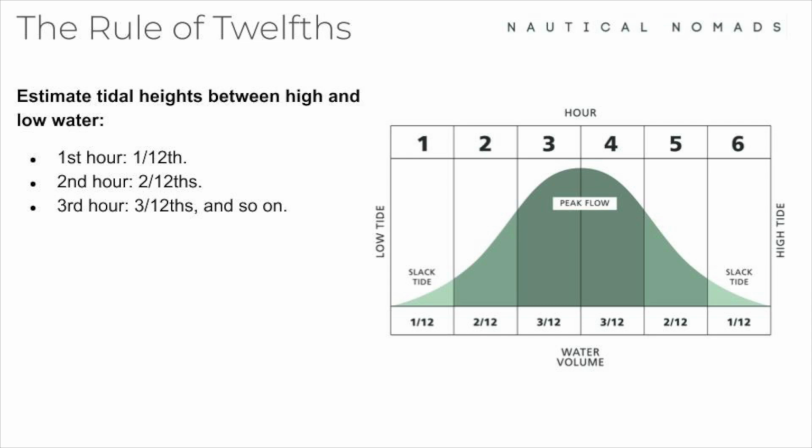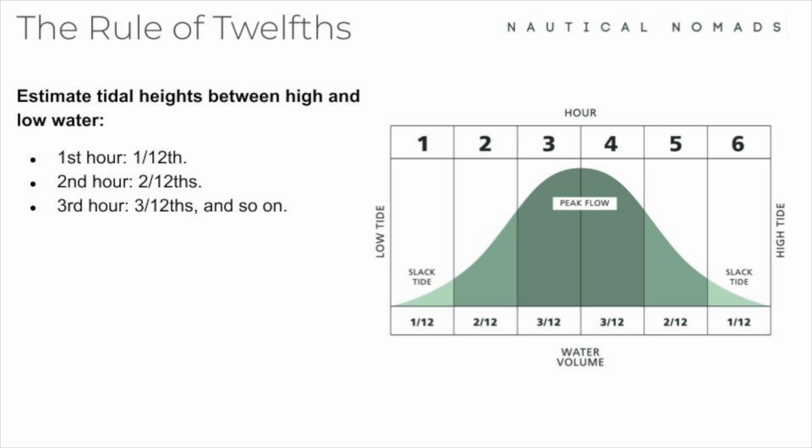The rule of twelfths. Let's talk about a simple method for estimating tidal heights between high and low water, the rule of twelfths. Here's how it works. In the first hour after high or low water, the tide rises or falls 1/12 of the total range. In the second hour, it's 2/12. In the third hour, it's 3/12, and then the cycle reverses.